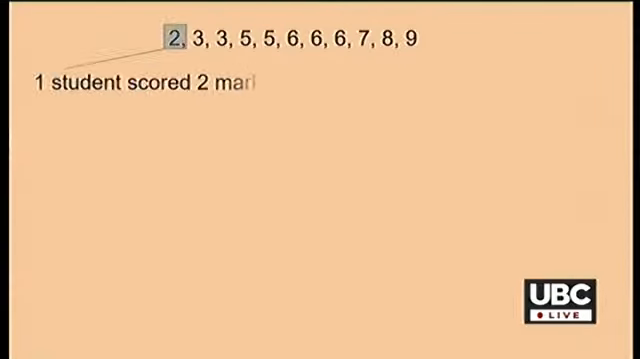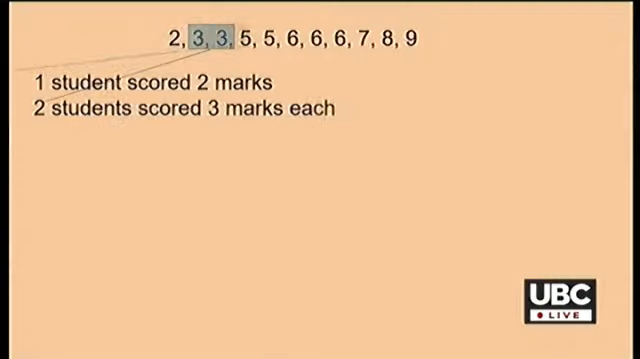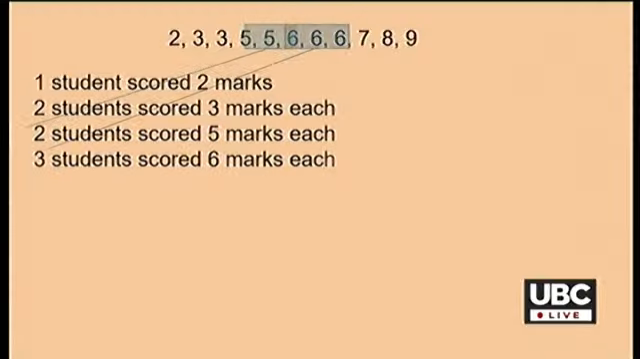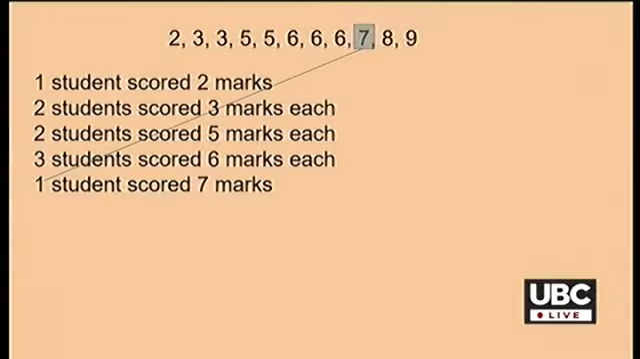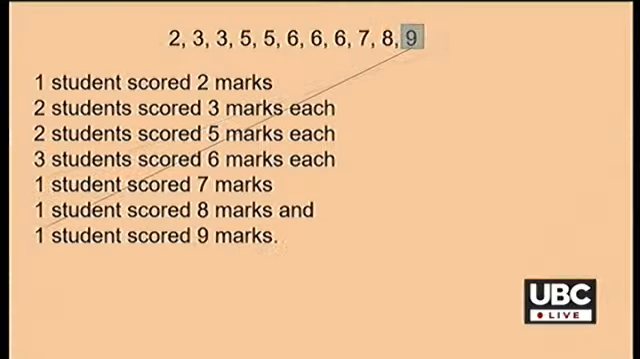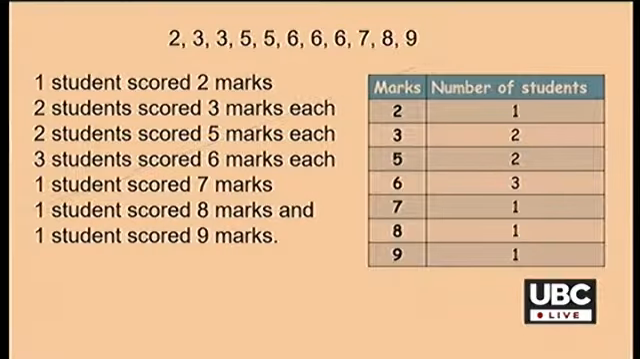So let's use our marks to find the modal mark. How do we find the modal mark? We have seen that one student scored 2 marks. 2 students scored 3 marks each. 2 students scored 5 marks each. 3 students scored 6 marks each. 1 student scored 7 marks. 1 student scored 8 marks. And 1 student scored 9 marks. So how do we find our modal mark?